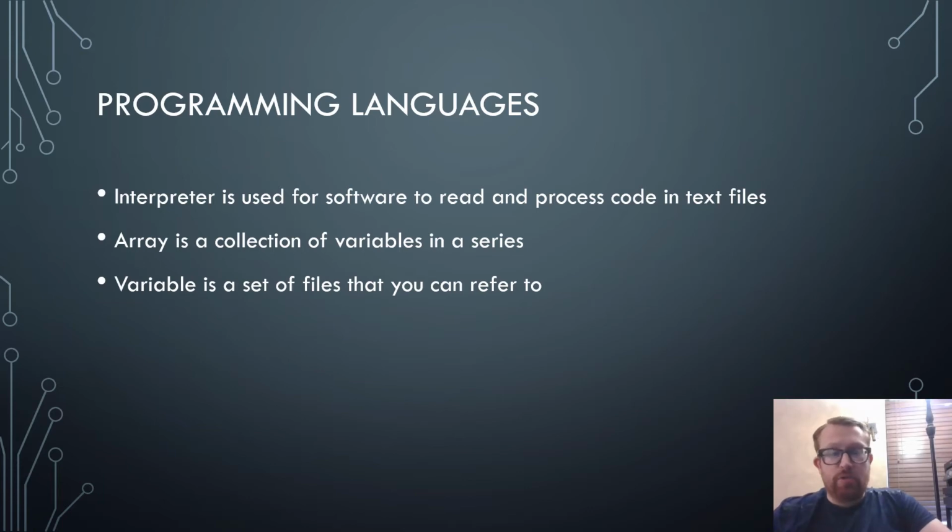So first, programming languages. Things that you need to know. You need to know the vocabulary terms. And the vocabulary terms that you need to know are interpreter, array, and variable. Interpreters are used for software to read and process code into text files. An array is a collection of variables in a series. And a variable is a set of files that you can refer to. So make sure you know these three vocabulary terms as they will be asked on the test.